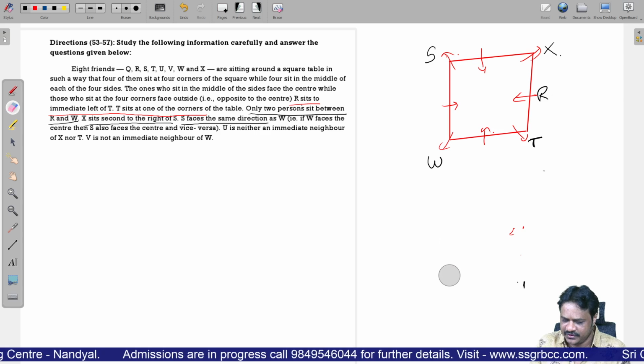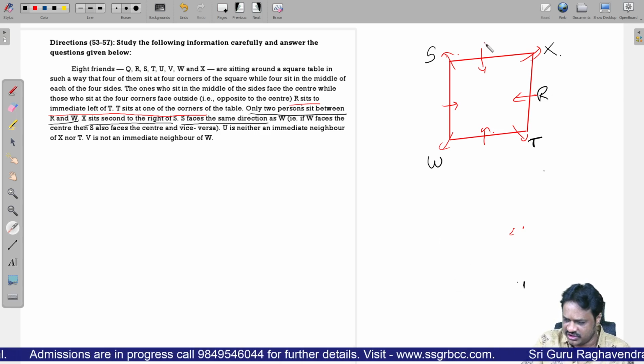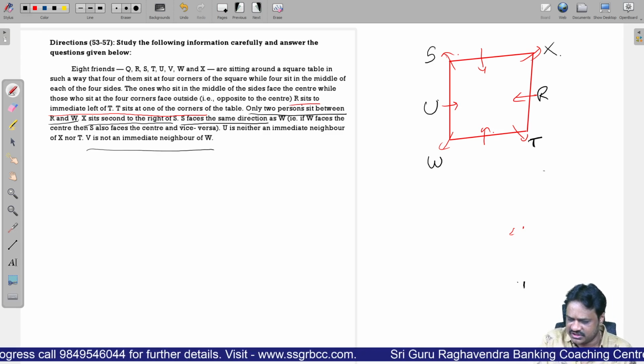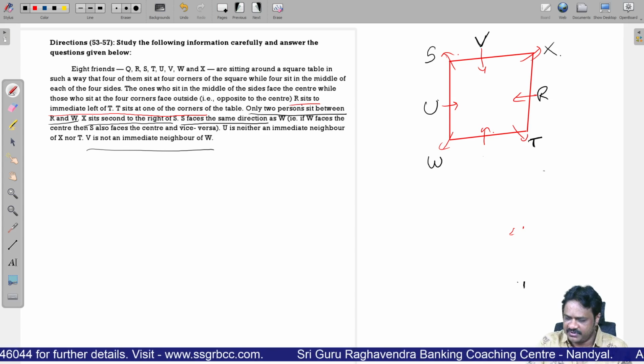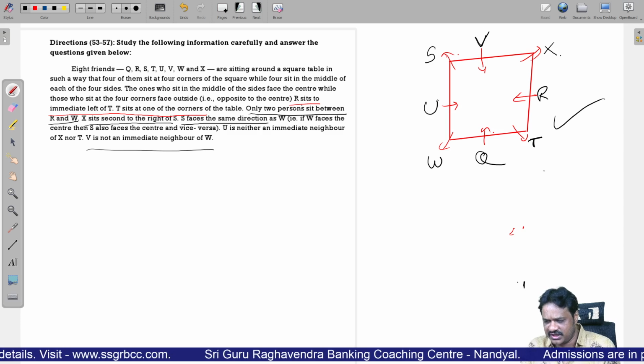Then U is not the neighbor of X or T. U is not the neighbor of X. U is not the neighbor of T. Here you can write U. This is U. V is not the neighbor of W. Here you can write V. Now we are having only one person, that is Q. So this is the total arrangement we got.